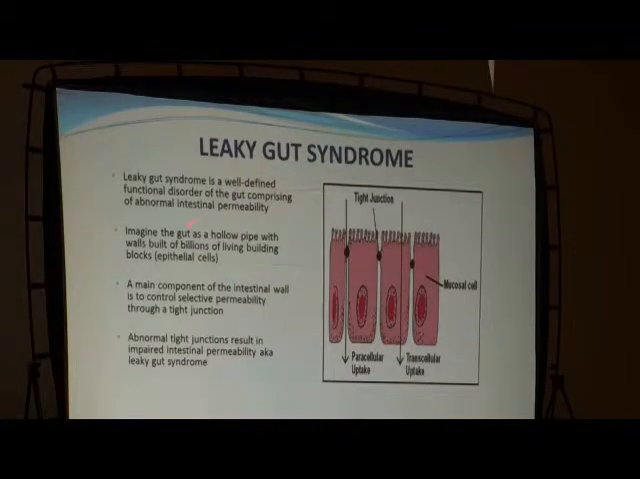So you can imagine that the gut is a pipe with walls which are built with millions of living cells, which are epithelial cells, right? And the main component of the intestinal wall is to control the permeability through the tight junction. And you can imagine if this junction doesn't work well, you create a problem, which we call leaky gut.